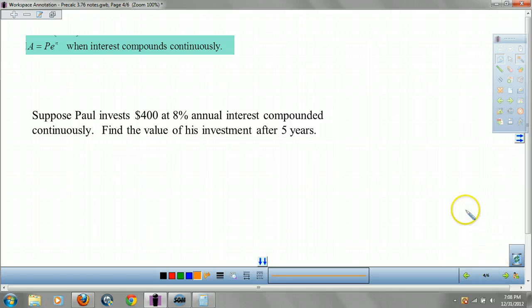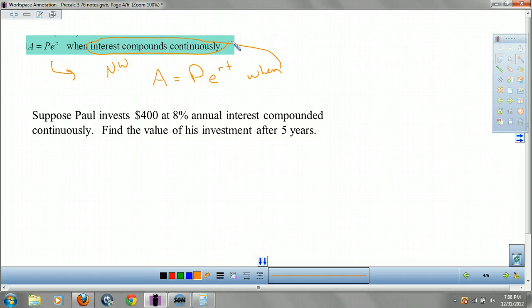Here we go. Noteworthy equation, definitely. Your total is equal to your principal times e to the rt when interest is compounded continuously. That means every second of every day you're getting interest on your money. You're getting interest on your interest. So we're going to change this. Same problem, but it's going to be continuous interest, okay?